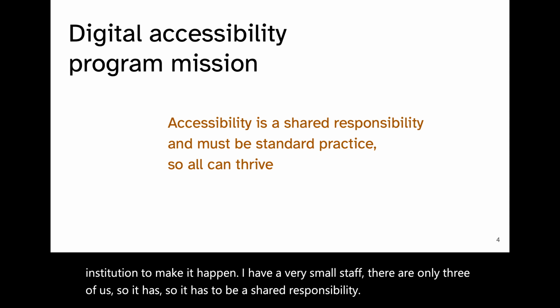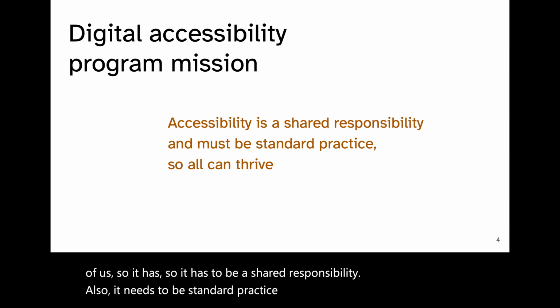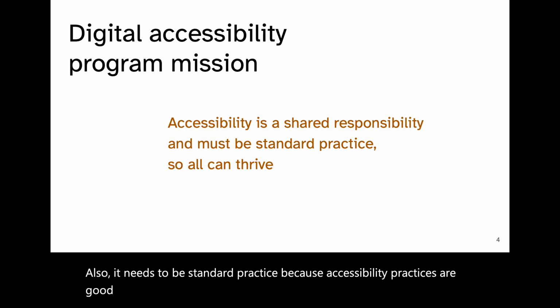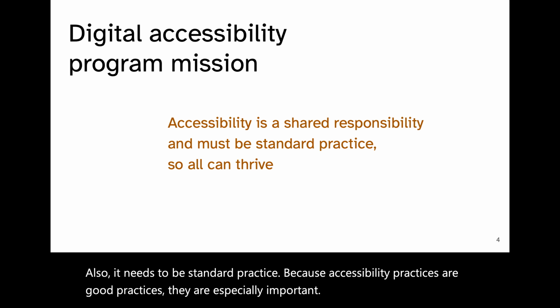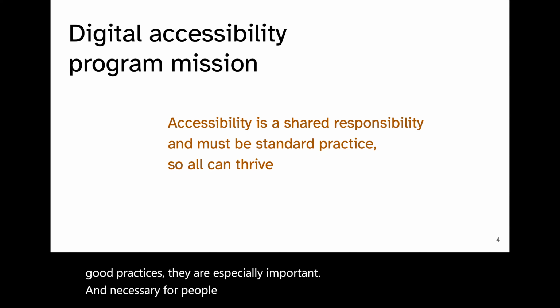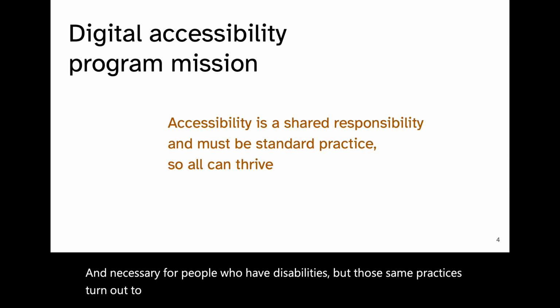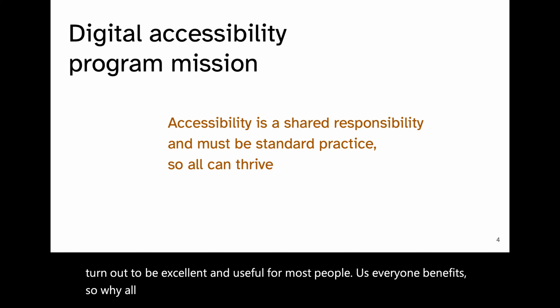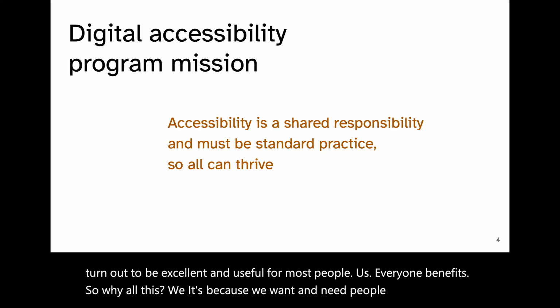Also, it needs to be standard practice because accessibility practices are good practices. They are especially important and necessary for people who have disabilities, but those same practices turn out to be excellent and useful for most people. Everyone benefits. So why all this?